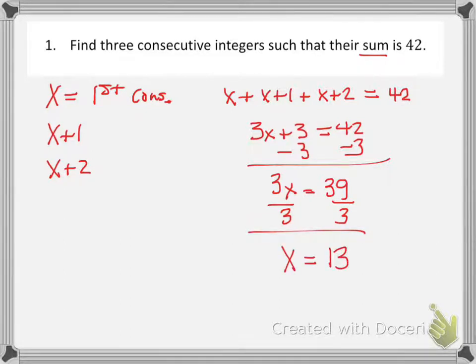So my first consecutive integer is 13. The second consecutive integer is 13 plus 1, which is 14. And the third consecutive integer is 13 plus 2, which would be 15. And when you add all those together, you get 42.